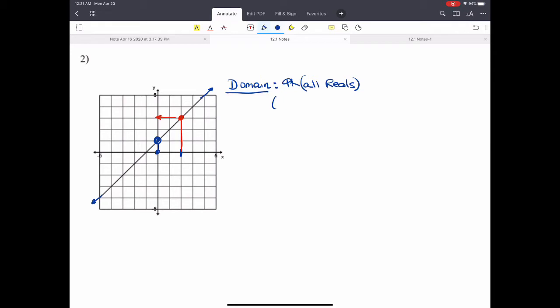Another way to write that would be, in interval notation, -infinity to +infinity. You don't need to write a plus sign. And the same goes for the range. The range is all the possible y values. This y right here has a value on the line, and this y right here has a value on the line. So this is going to be all reals as well. You're just going to write -infinity to +infinity.